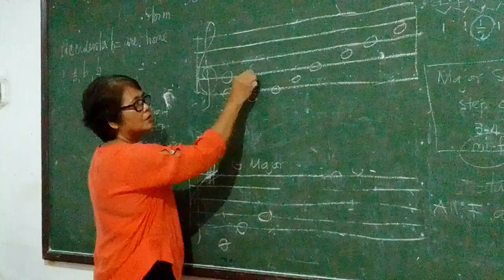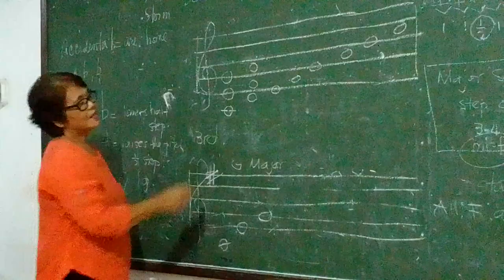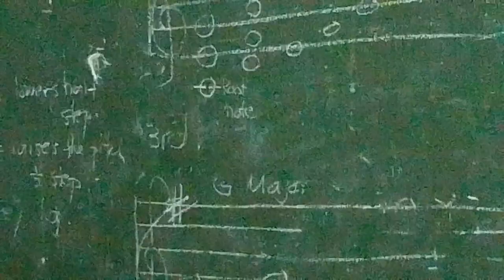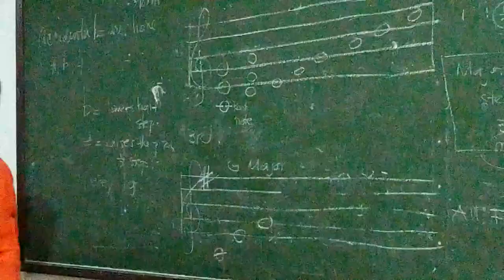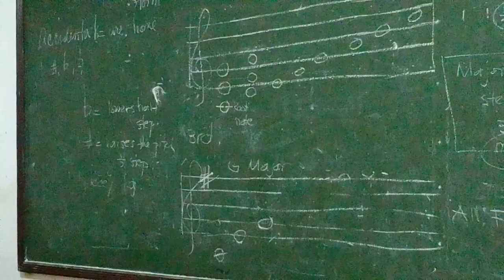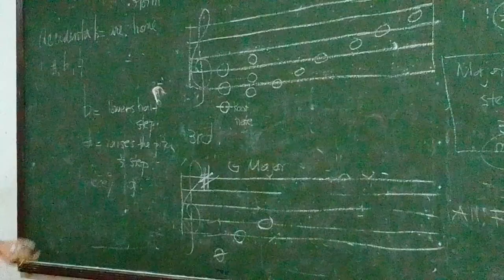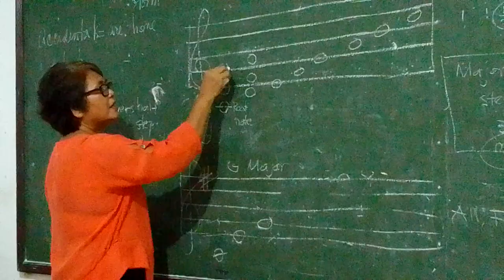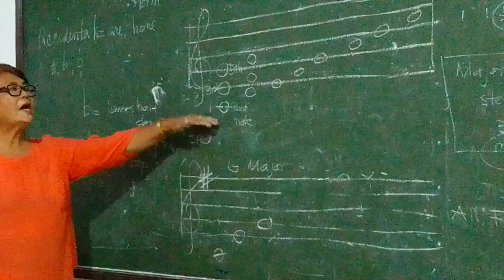What did you observe? This is called the root note. What is it in school? Root note, like the root of a plant. This is the root note, or one. This one is third, and this one is fifth. So you are playing one, third, and a fifth. That is a triad chord.